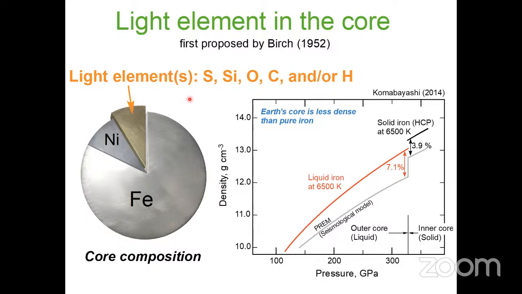The major candidates for the light element in the core are sulfur, silicon, oxygen, carbon, and/or hydrogen. These are basically based on the cosmochemical abundances. Because the Earth's core is so large, in order to reduce its density by 7%, those light elements in the core must be abundant in the universe. So these 5 elements are the major candidates.